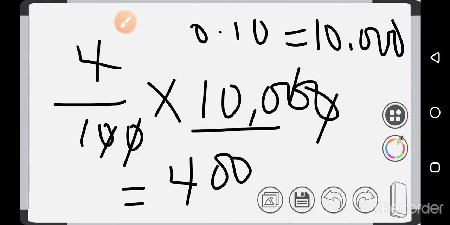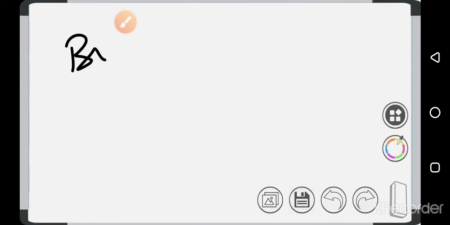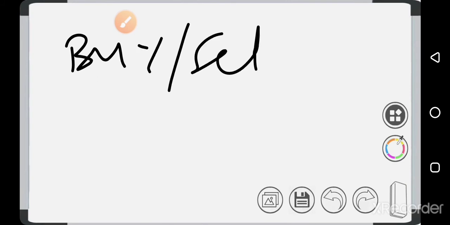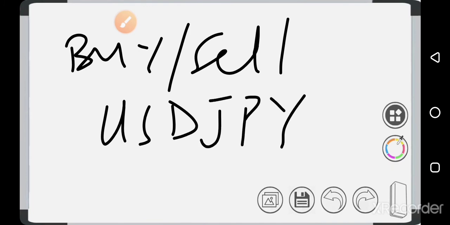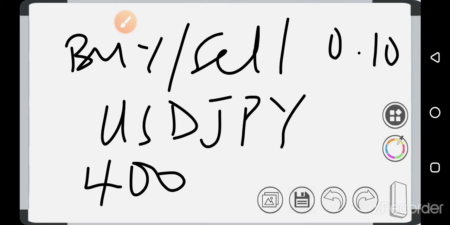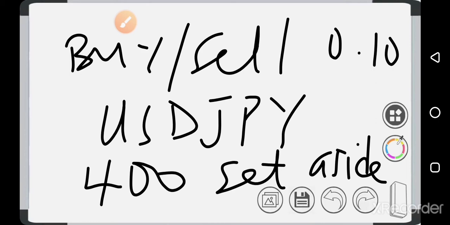So what it simply means is that once you buy or you sell USD JPY with a lot size of 0.10, an amount of $400 will be set aside on your trading account. Yes, this is what it is. Once you buy or you sell USD JPY with this lot size here, that means this amount of money is going to be set aside from your trading account.